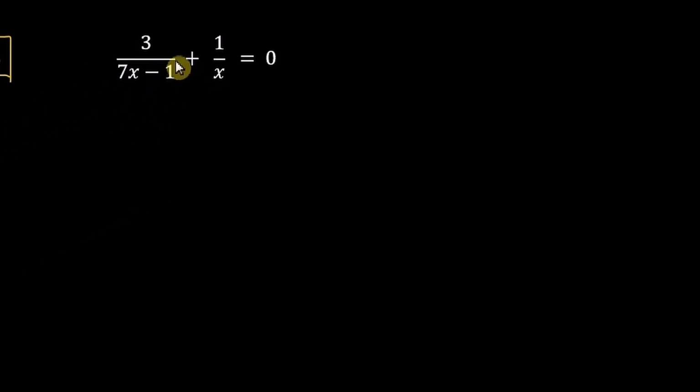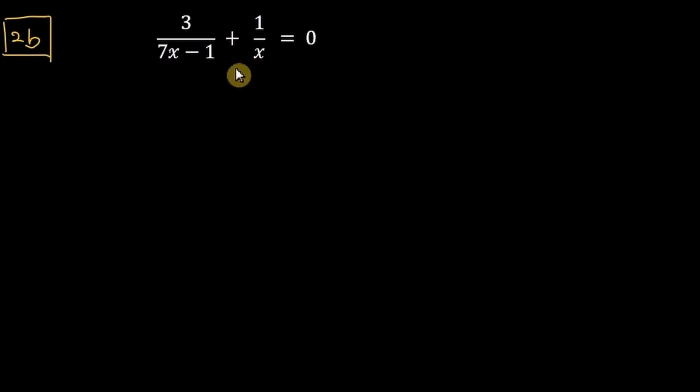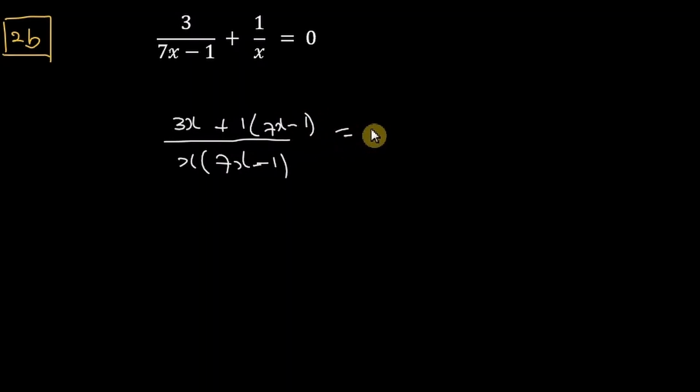Okay, so in 2b, we need to solve this equation for x. So in the first instance, let us find a common denominator, or an LCM if you like. So this would simply be the product of these two, so it's x into 7x minus 1. Now we have 7x minus 1 into this denominator gives us x. So we have 3x plus x into this denominator gives us 7x minus 1 multiplied by 1, and that's equal to 0.